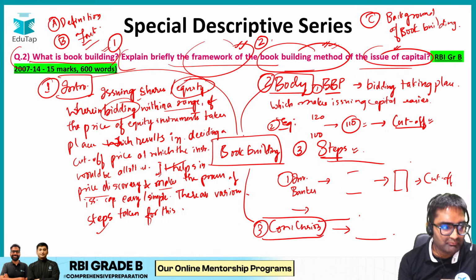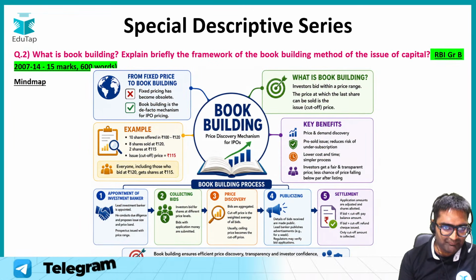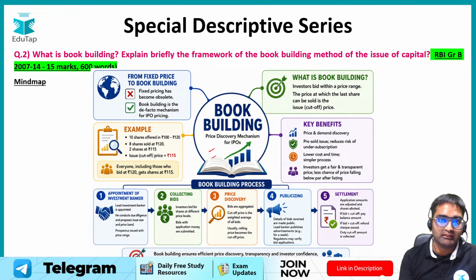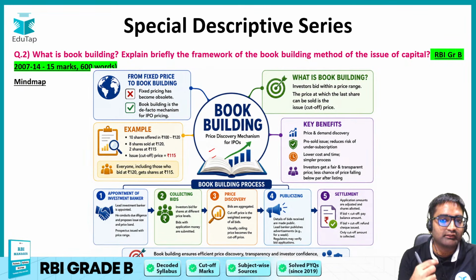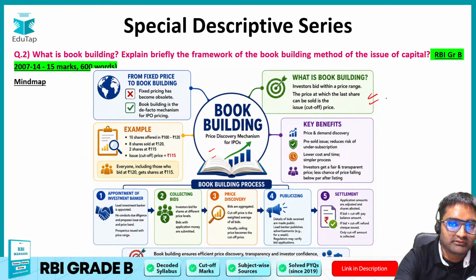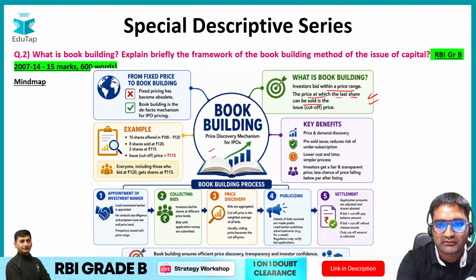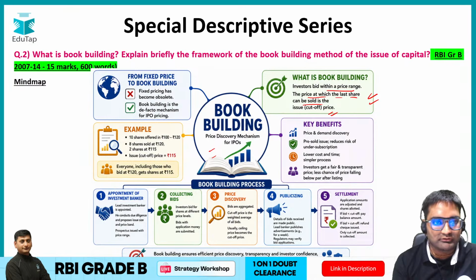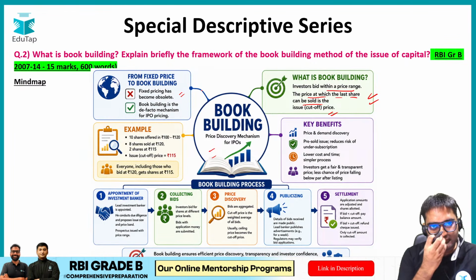Again, this was for 15 marks, 600 words. Let me show you the mind map with respect to the same. So book building process is a price discovery mechanism mainly with respect to IPOs, right? What is this IPO? It is the initial public offering. So you will first of all mention the definition: investors bid within a price range, and the price at which the last share can be sold is the issue or the cutoff price. This is the definition. Now you will mention that this is not a fixed pricing thing.